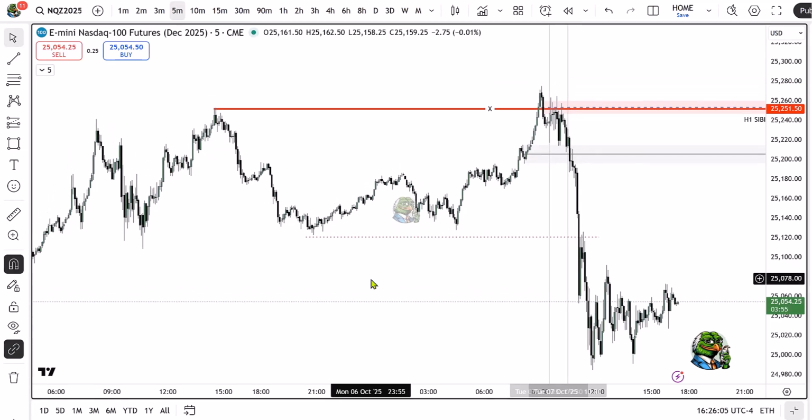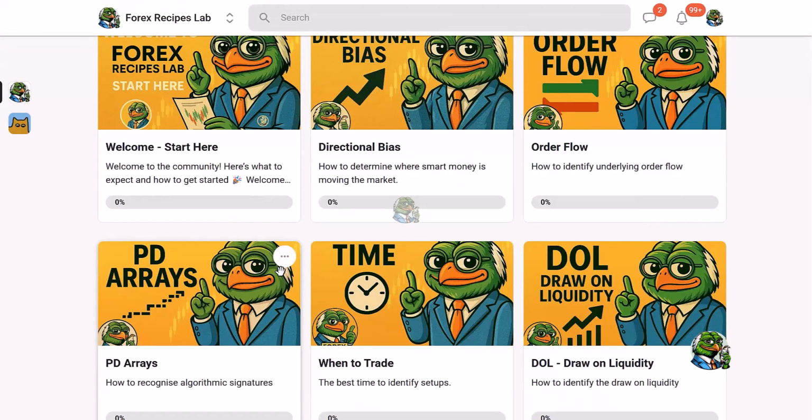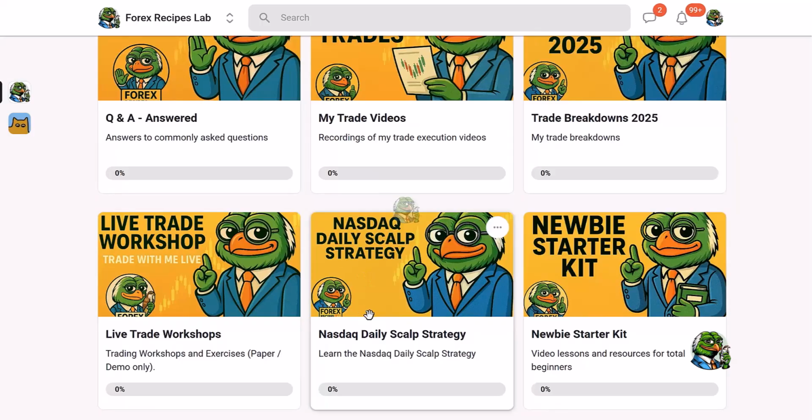And the beauty with the way that I trade the Nasdaq is that it's a system where I don't need to be very cognizant of the bias, because the market determines the bias. I've provided lessons inside of the Forex Recipes Lab classroom on how to identify the bias on the day. It's all documented here inside of the Nasdaq daily scalping strategy.